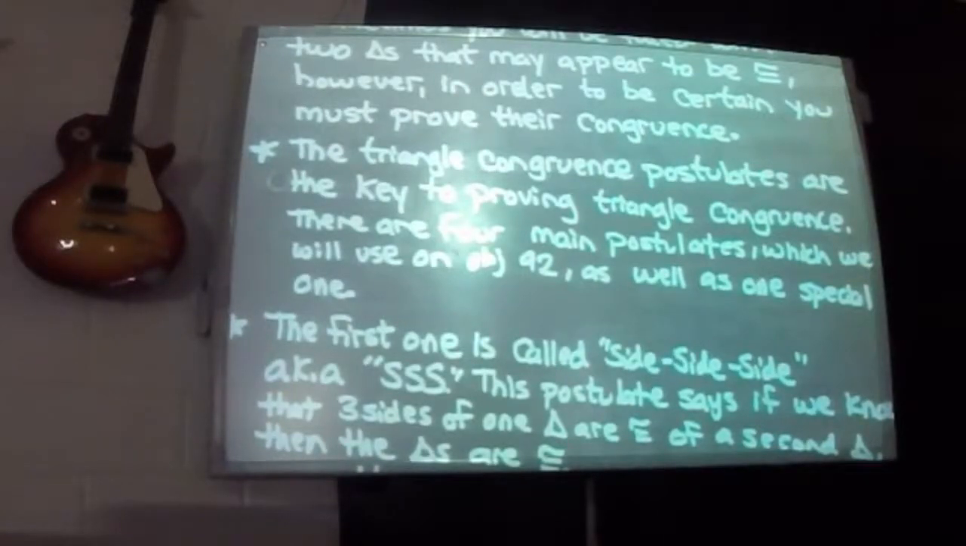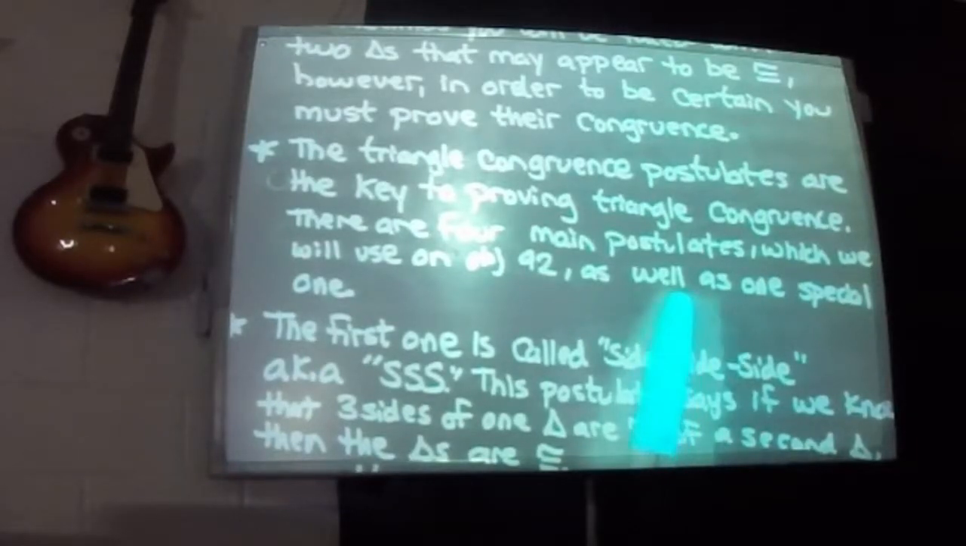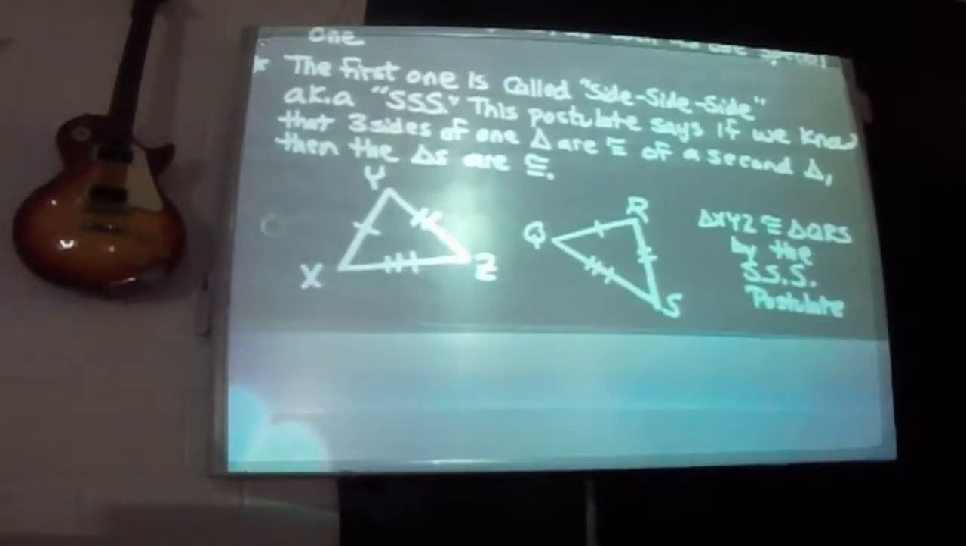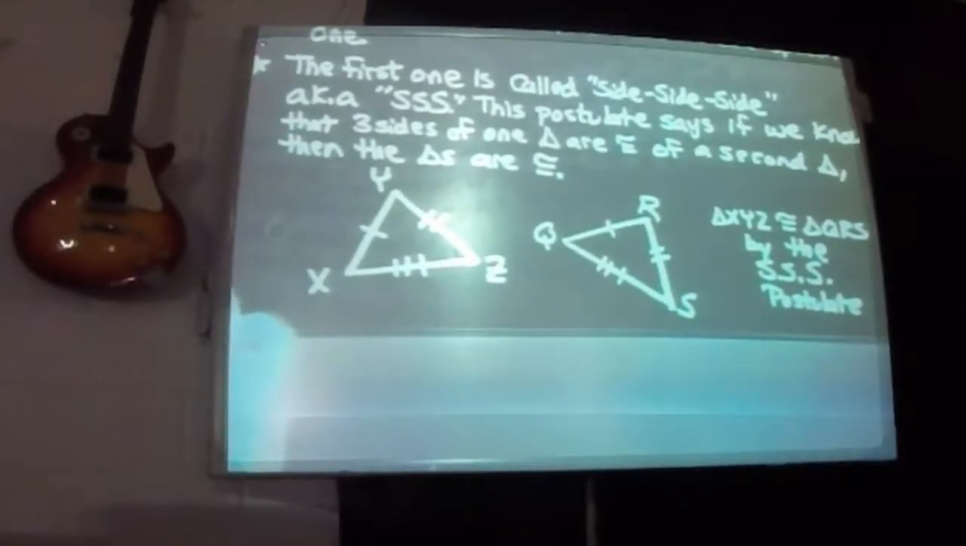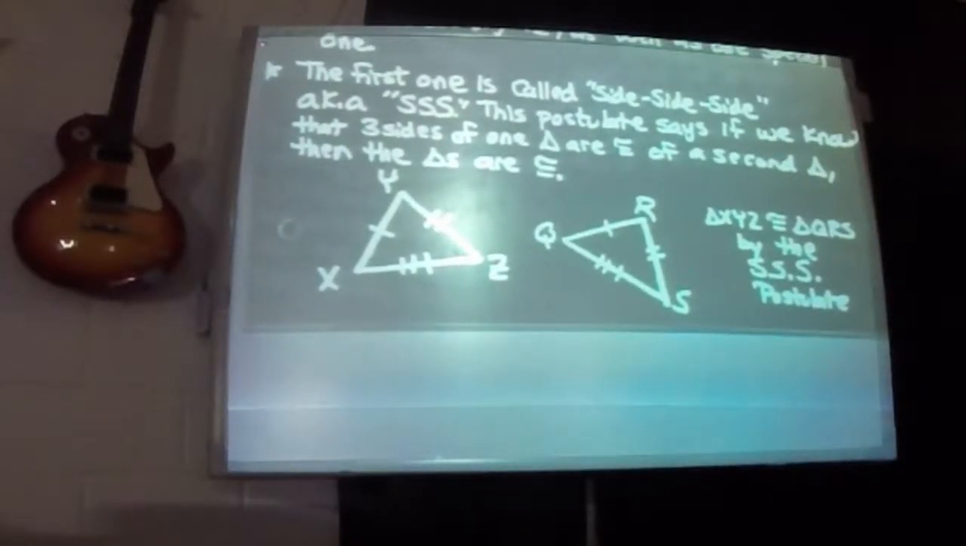There are four main ones, and I'm going to talk about them in this objective. There's also another one which we will use on 92 that is a special one, and that's the last one we're going to talk about. So there are four main ones and one special one. The special one is sometimes called a theorem instead of a postulate, but it serves the same purpose. All right, number one. We're going to talk about one and then two and we'll come back.